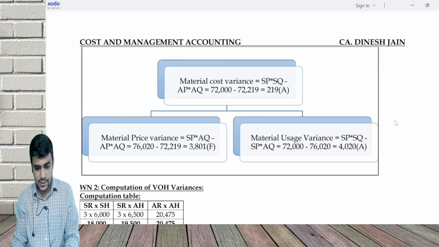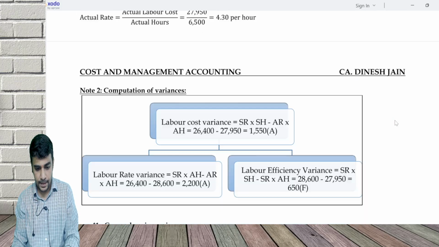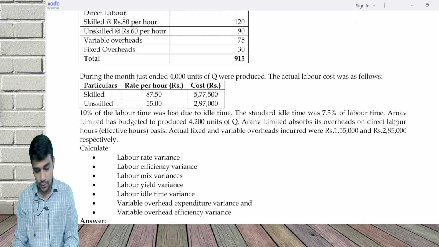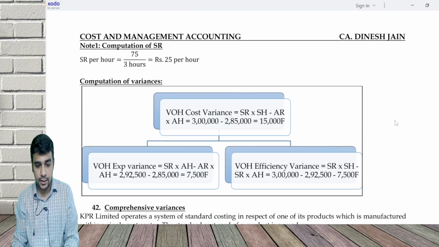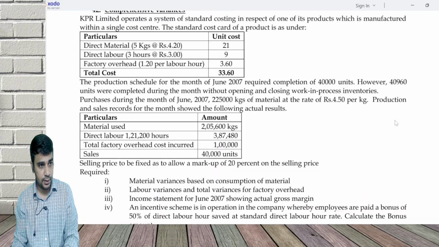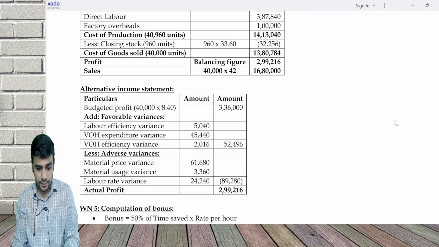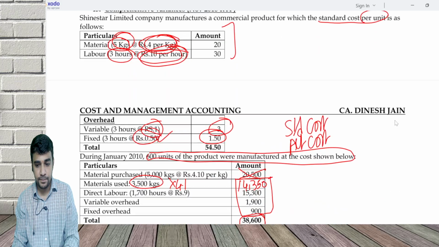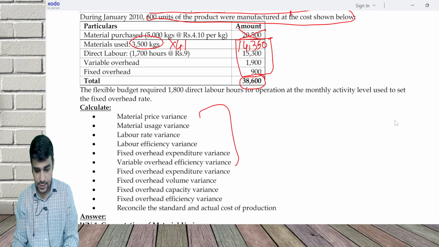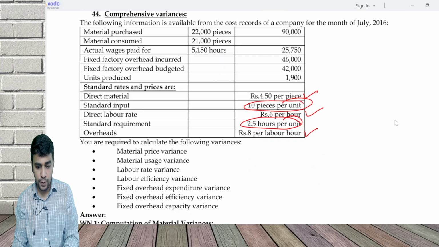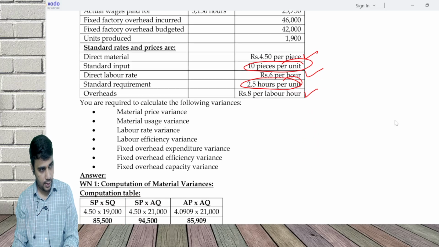40 we did in class. 41 we are yet to discuss, so today we'll be doing that. 42, yet to do it. 43 done in class. 44 done in class.